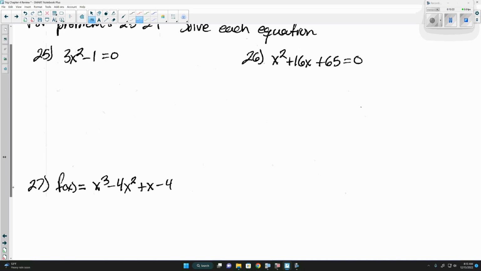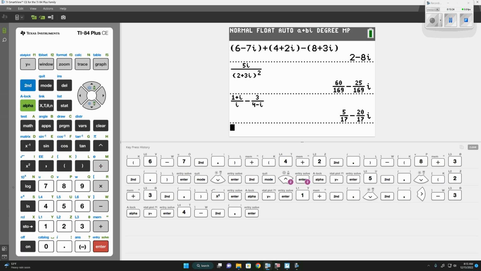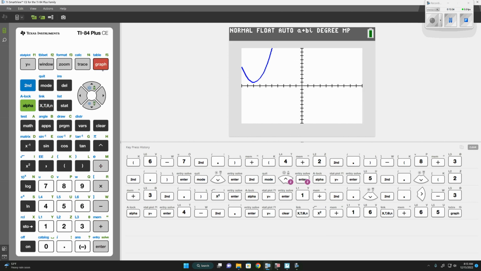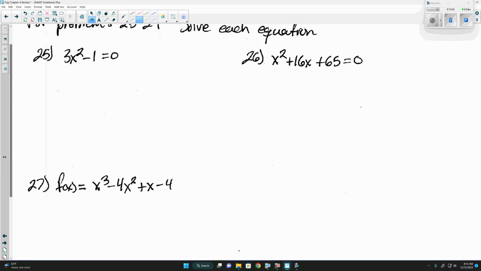x squared plus 16x plus 65. One of the first places we can look is at the graph. x squared plus 16x plus 65. Graph it. That tells us, what you can see here, it doesn't cross the x-axis. So that means our solutions are not going to be real solutions.